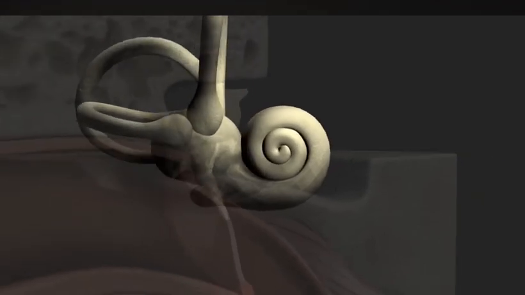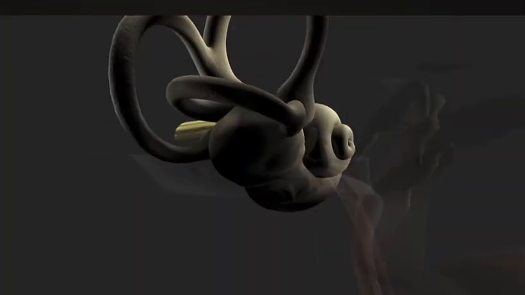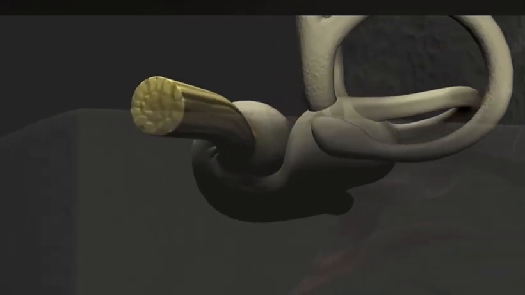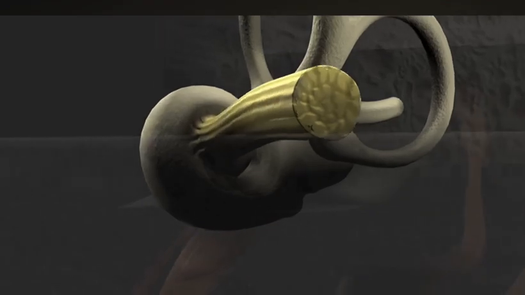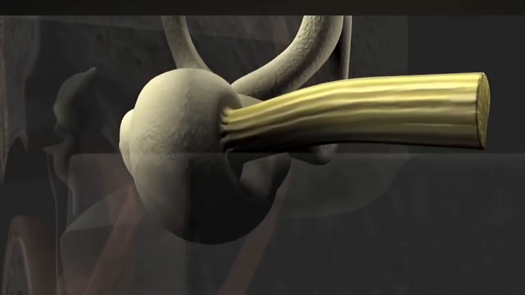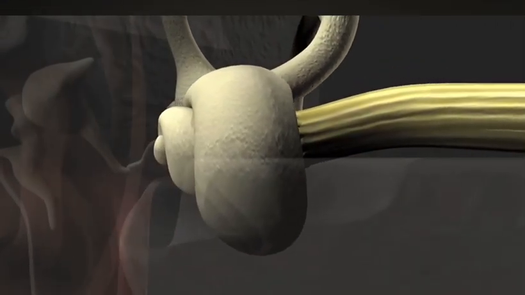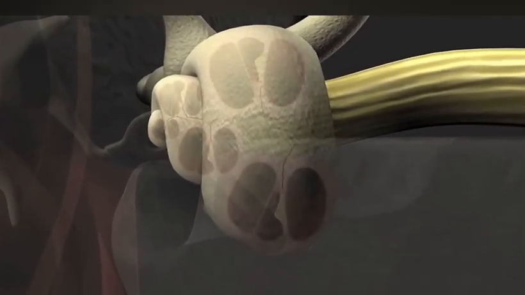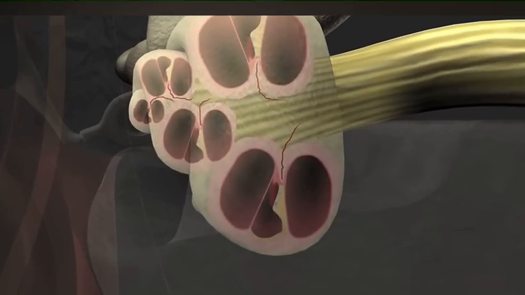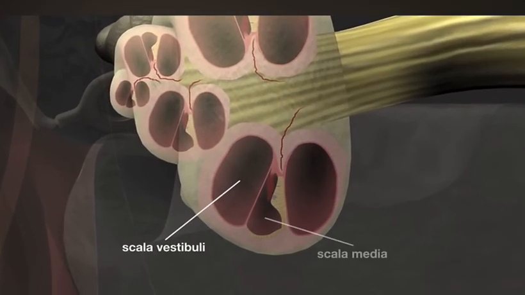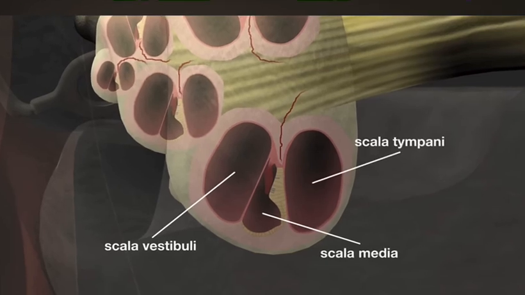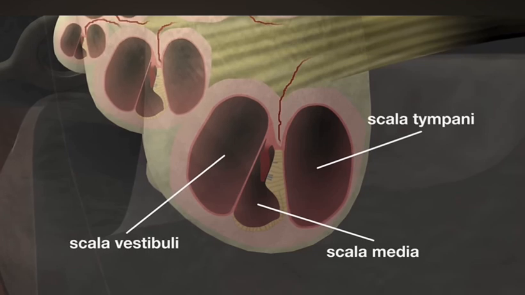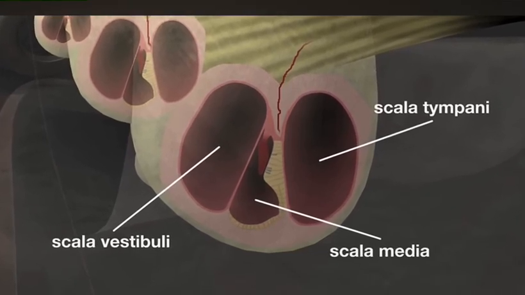The cochlea appears as a coiled tube in the shape of a snail's shell. It is wrapped around the auditory portion of the inner ear. It is about 35 to 40 millimeters long. It is split into three distinct portions known as the scala vestibuli, scala media, and the scala tympani. The scala vestibuli and scala tympani contain perilymph fluid. The scala media contains endolymph fluid.